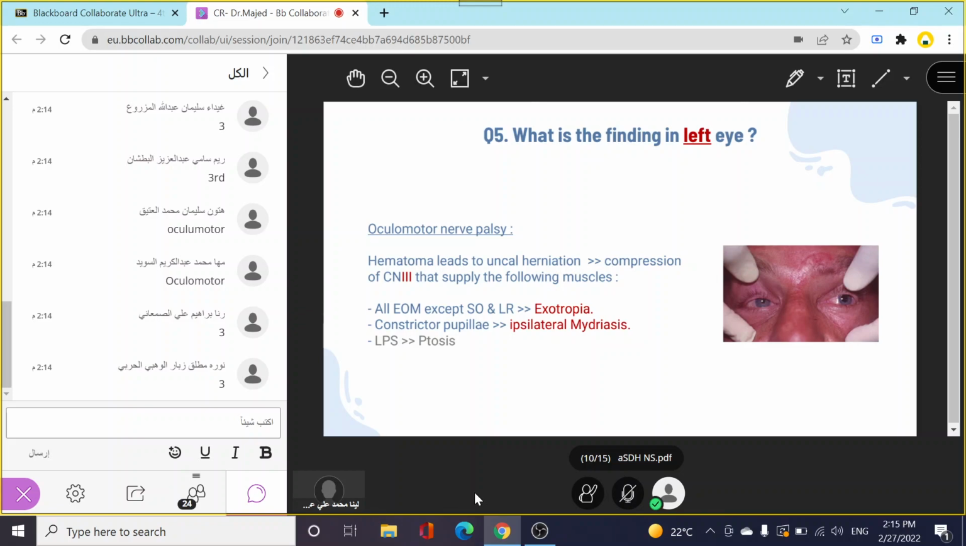Also, the loss of the innervation to the constrictor pupillae muscle will lead to an ipsilateral mydriasis. As you can see in here, the pupil is dilated and fixed. Fixed means that it is unresponsive to the light. Also, the patient could have a loss of the innervation to the levator palpebrae superioris muscle and present with ptosis, or drooping of the upper eyelid.